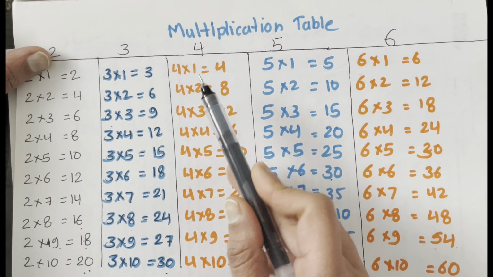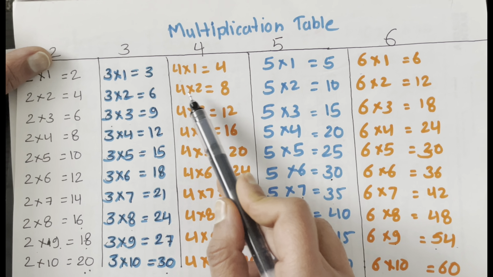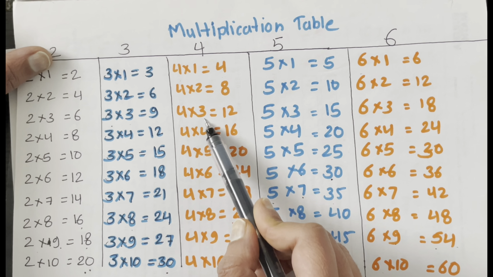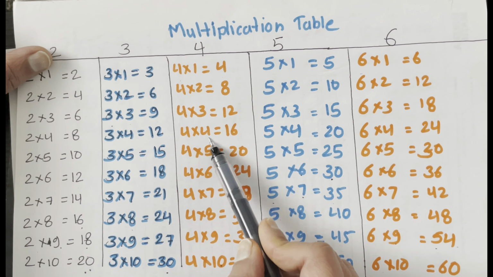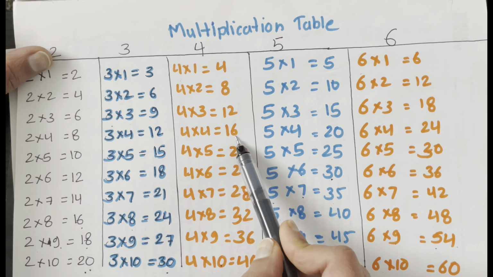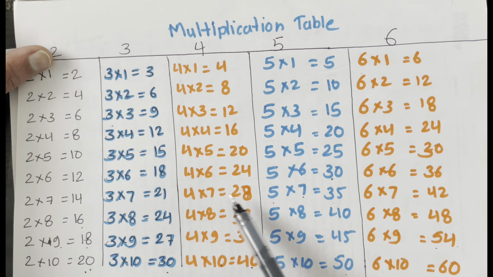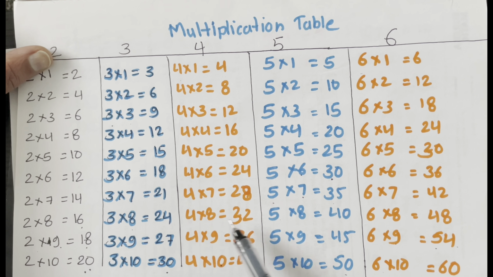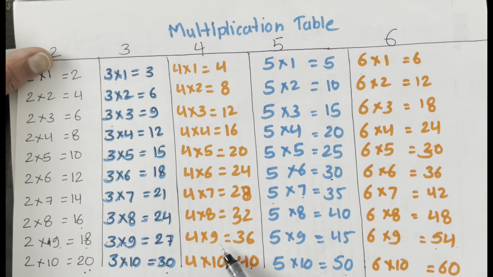Table of 4. 4 times 1 is 4, 4 times 2 is 8, 4 times 3 is 12, 4 times 4 is 16, 4 times 5 is 20, 4 times 6 is 24, 4 times 7 is 28, 4 times 8 is 32, 4 times 9 is 36, and 4 times 10 is 40.